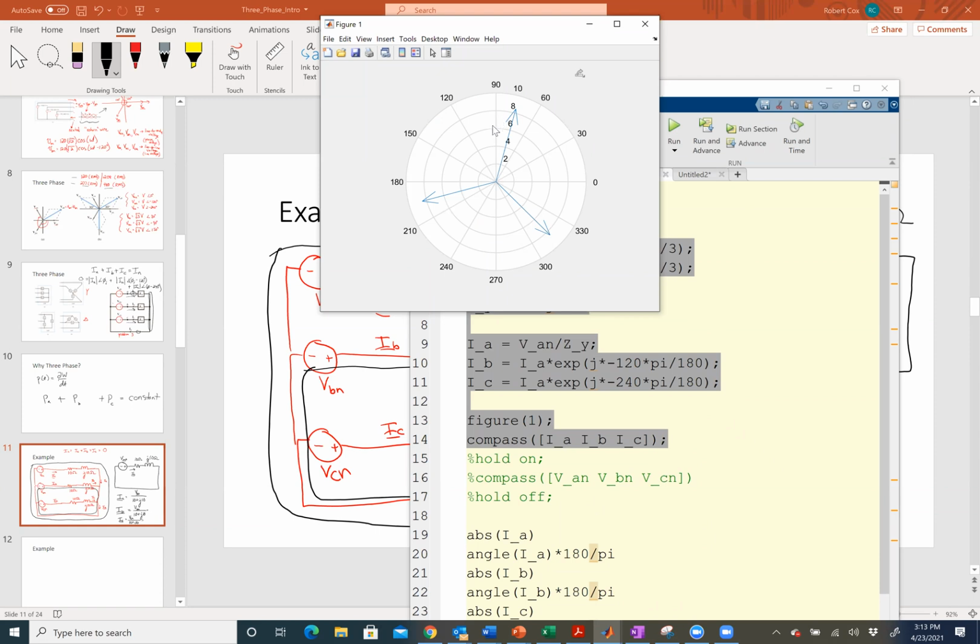Now, their magnitudes are each the same, and you can see when you look at this picture that they're 120 degrees separated from each other. Okay. Now, here's a question. Why did I know that this one here is IA?